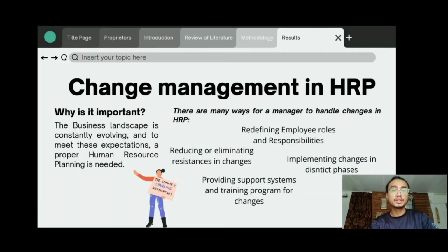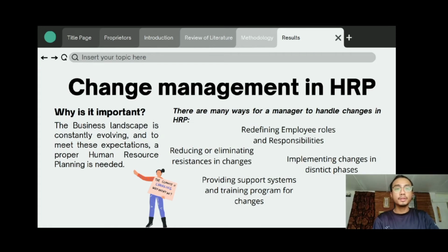Next, we will be discussing the next issue related to the matter at hand, which is change management in HRP. Why is it important? It is because the business landscape is constantly evolving, and to meet these expectations, proper human resource planning is needed. There are many ways for a manager to handle changes in human resource planning. One of them is by redefining employee roles and responsibilities.